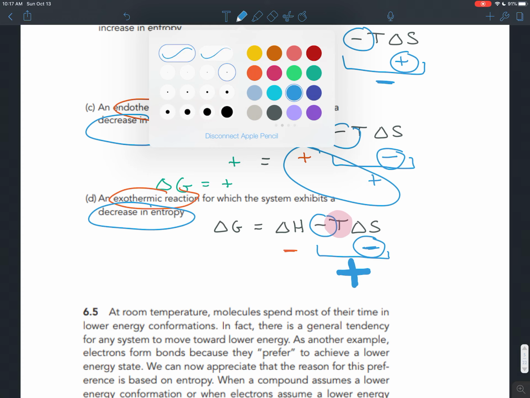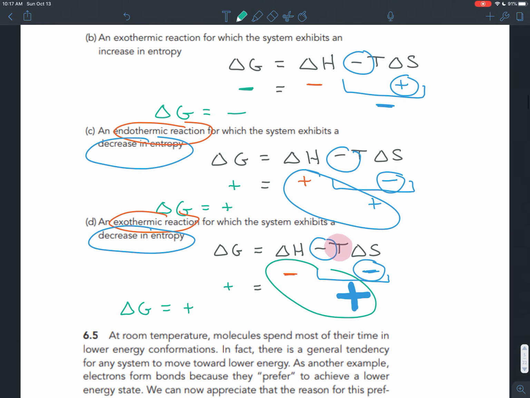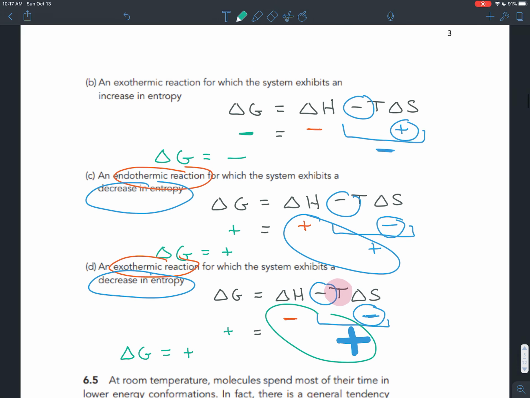And delta G takes on the sign of the entropy term because it's bigger at a higher temperature. And so at a high temperature, that reaction is not likely to happen. Delta G would be positive. If you want that reaction to happen, you need to make the temperature really, really small. You need to put that reaction in an ice bath.